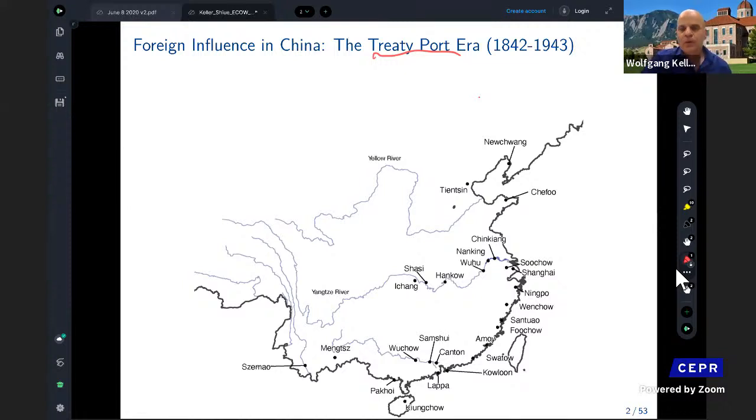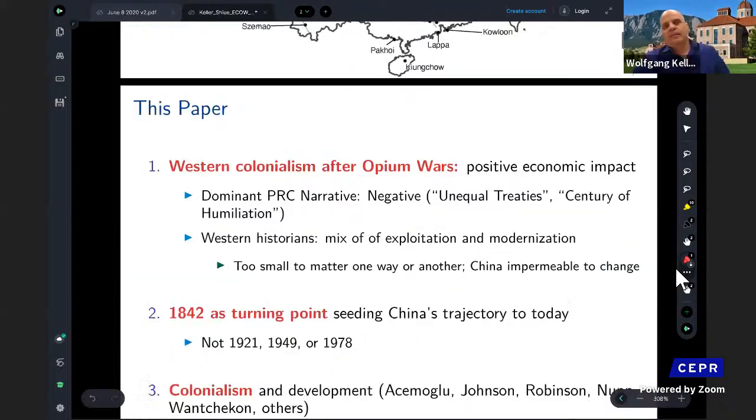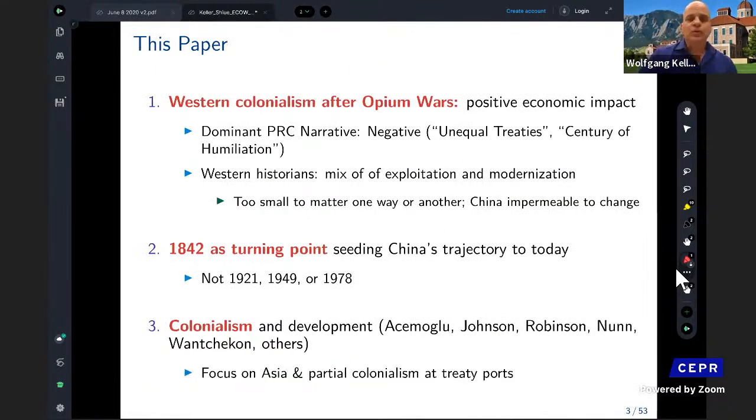treaty ports. And so we're going to discuss in this paper the economic consequences of this Opium War. And so the paper is going to talk about the influence of Western colonialism and what it did after the Opium War that concluded in 1842 to the Chinese economy.